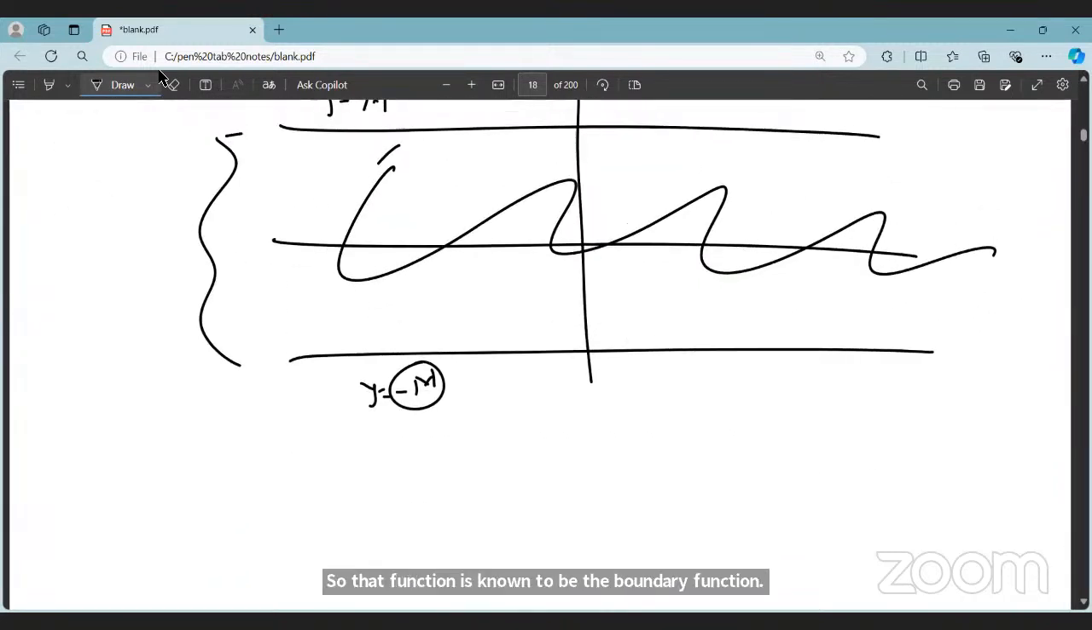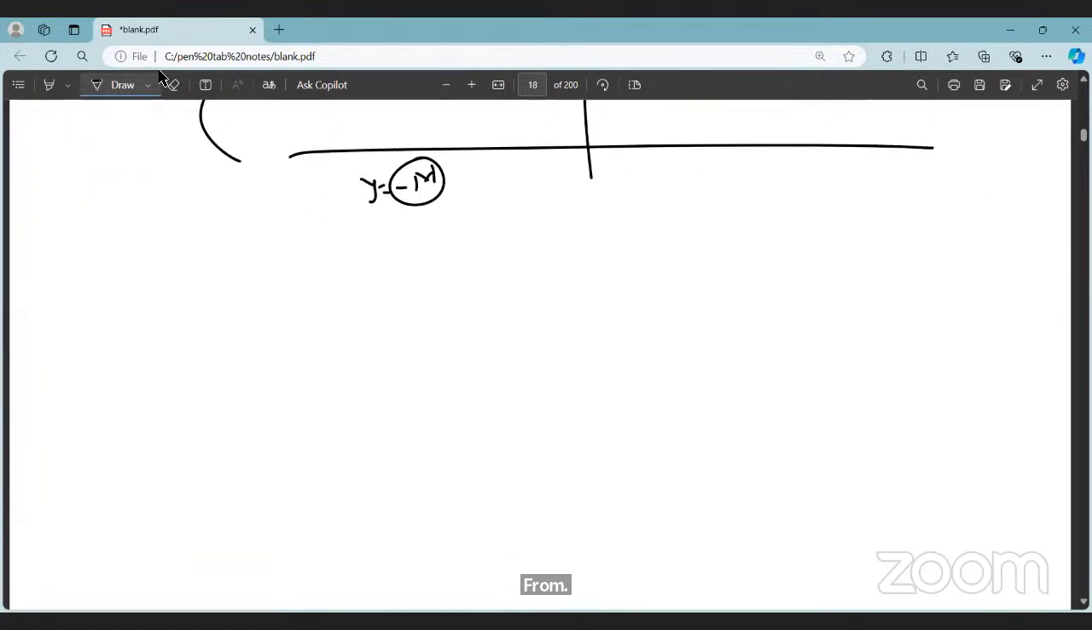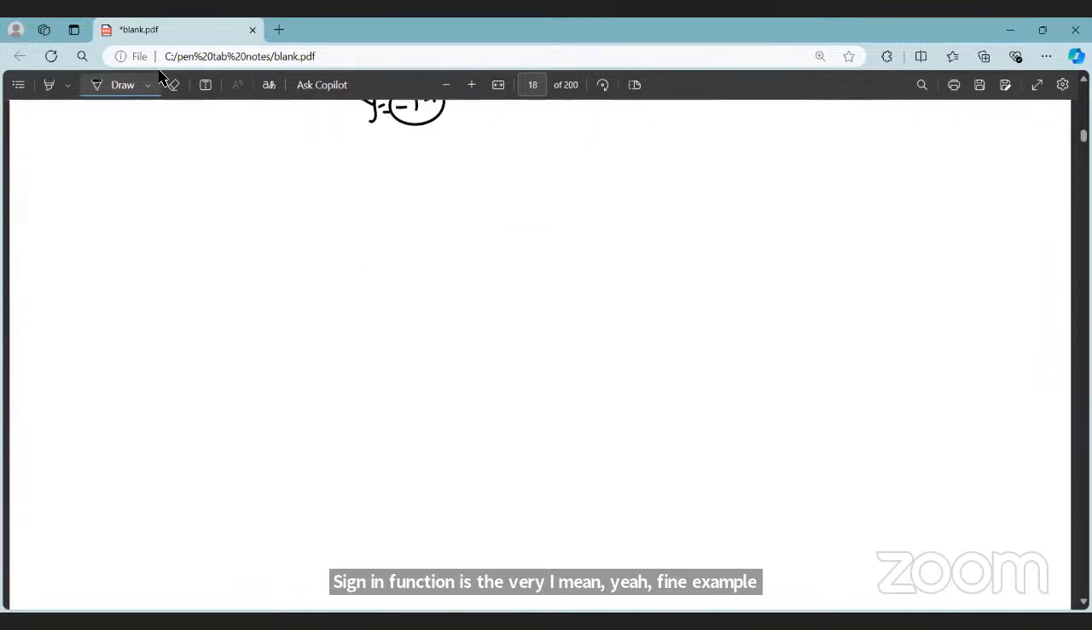Whatever range is given to us, it must be within that only. Yeah, obviously. If a range is given to us, then the range should be finite. Like the sin x function. The sin x function is a very fine example. So this is one bounded function.